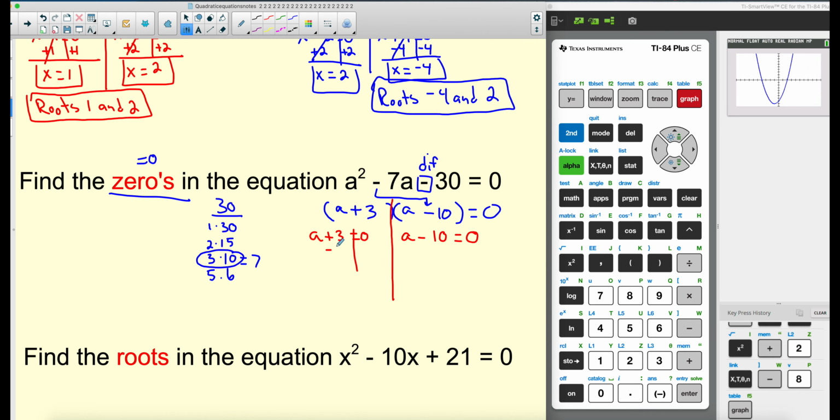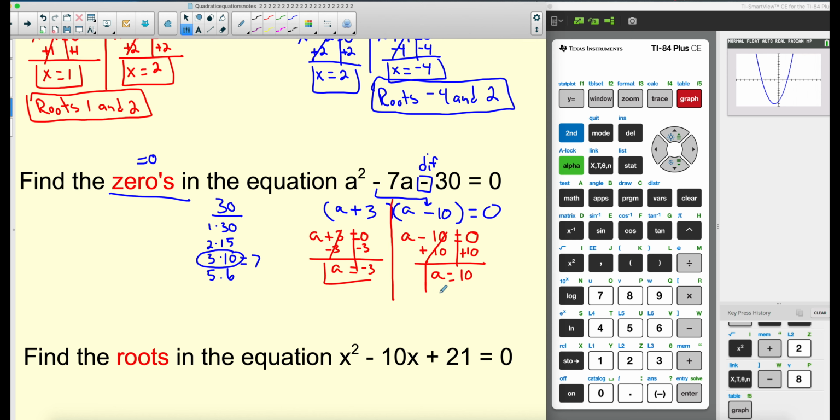Opposite of a positive 3 is negative 3, both sides. So you get positive 3, negative 3 cancel. You get a equals 0 minus 3 is negative 3. Same thing here. Opposite of minus 10 is positive 10. 10's cancel. You get a equals positive 10.